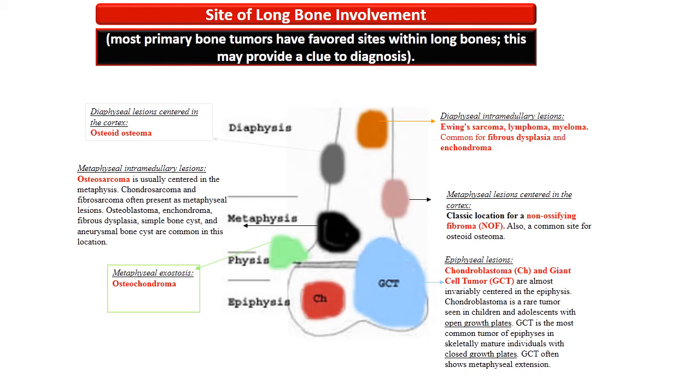The epiphyseal lesions are chondroblastoma and giant cell tumor, and they are invariably centered in the epiphysis. Chondroblastoma is a rare tumor, and it is seen in children and adolescents with open growth plate. Giant cell tumor is the most common tumor of the epiphysis in a skeletally mature individual with closed growth plate. Giant cell tumor often shows metaphyseal extension also.